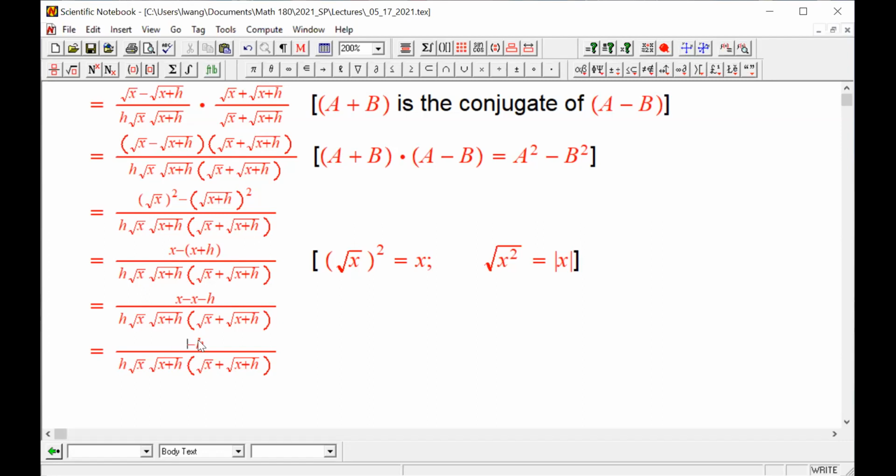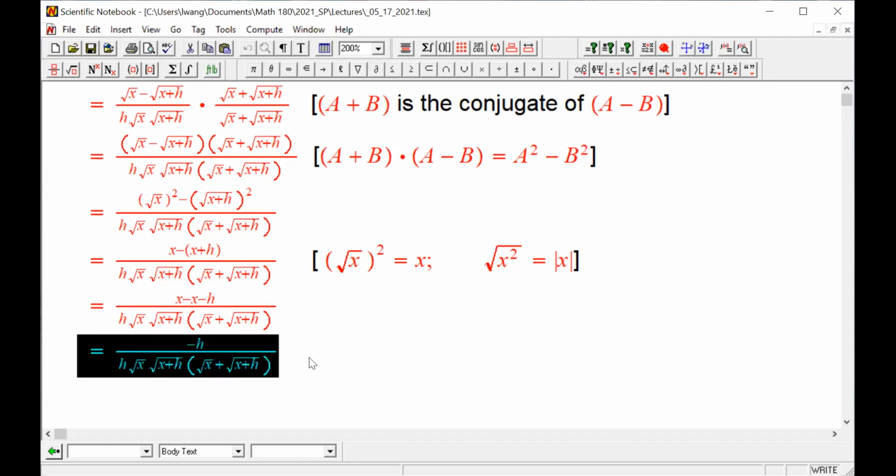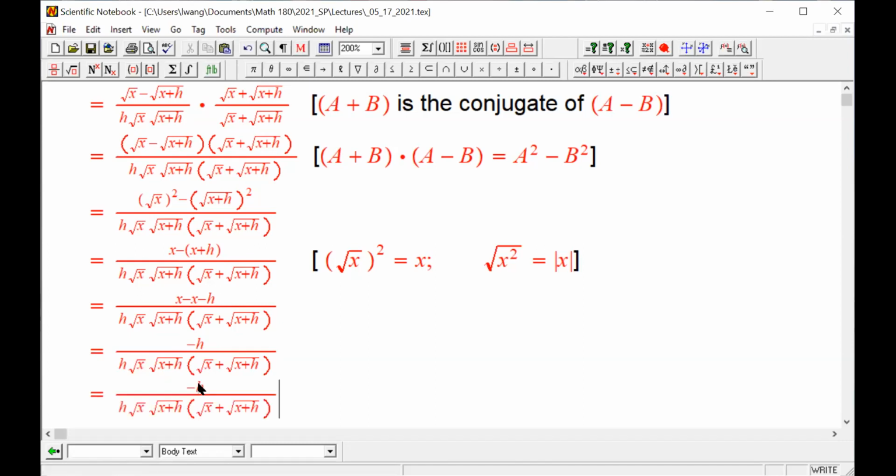Now, we have a negative h on the top. The denominator is in factored form. Keep the denominator in factored form, please. And by this time, we can reduce the h because we have a factor h on the top and we have a factor h in the bottom. Gone.